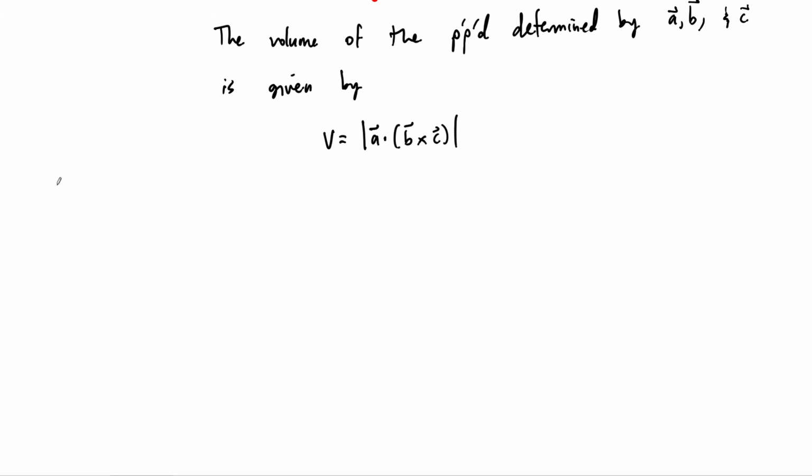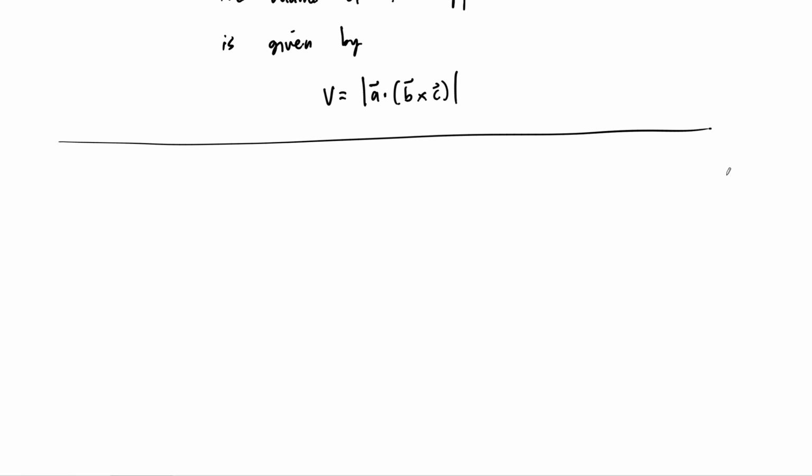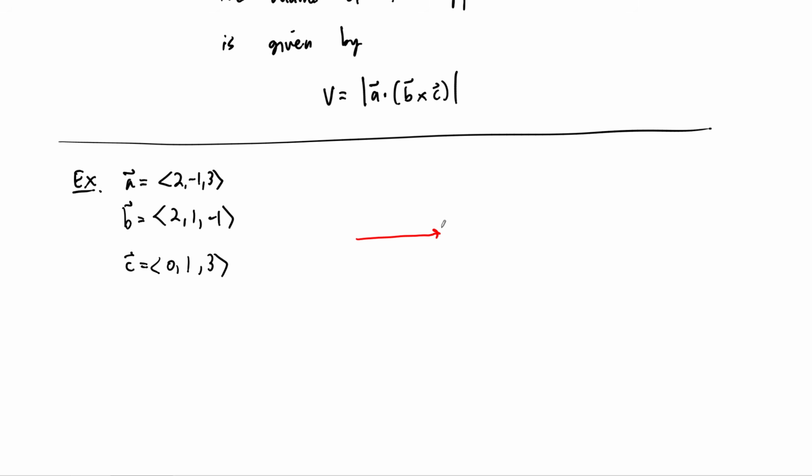So in this example, I'm going to change the question a little bit. I'm going to give us three vectors. So let's say we have a vector A, 2, -1, 3. Vector B, I'm just making this up, is 2, 1, -1. And a vector C, given by 0, 1, 3. And what I want to know is not the volume of the parallelepiped. So we don't even need to know which of these vectors is which here. But I want to know the volume of the tetrahedron.